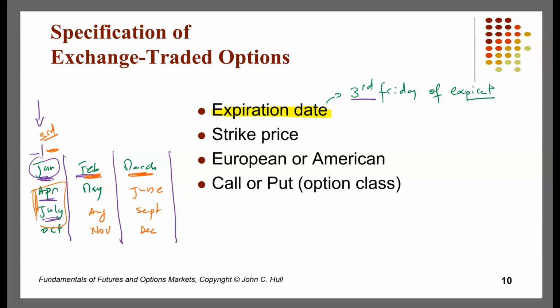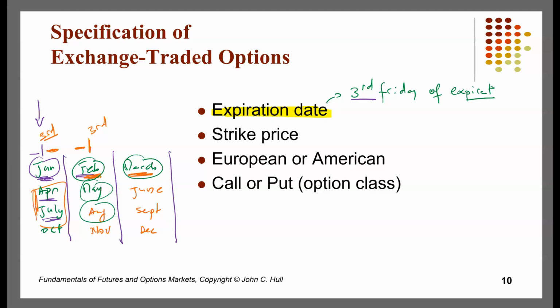Now, if we were working with an option that starts trading before the third Friday in February, what would we have? We would have something similar to what we have in January. So we'll have February, then March, and then the two months in the February cycle, which are May and August. So February, March, May, and August.